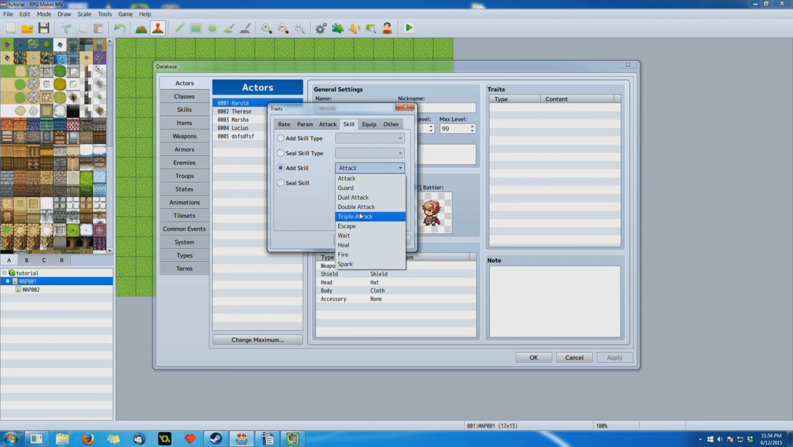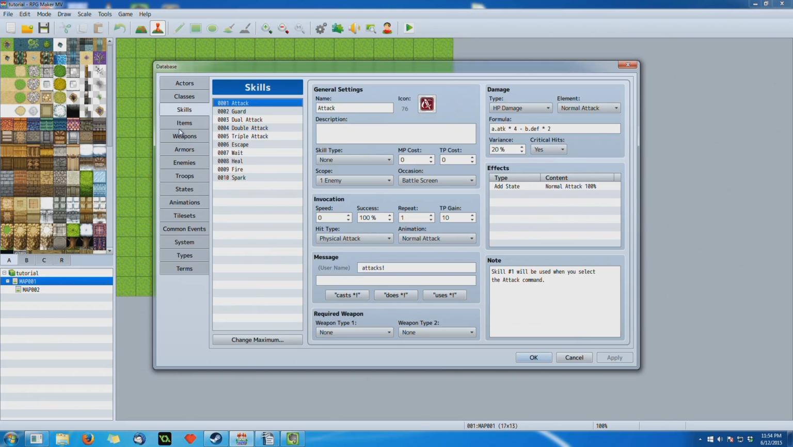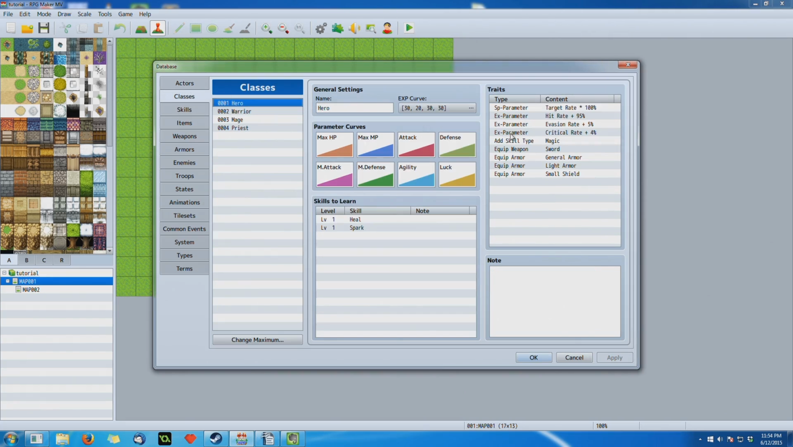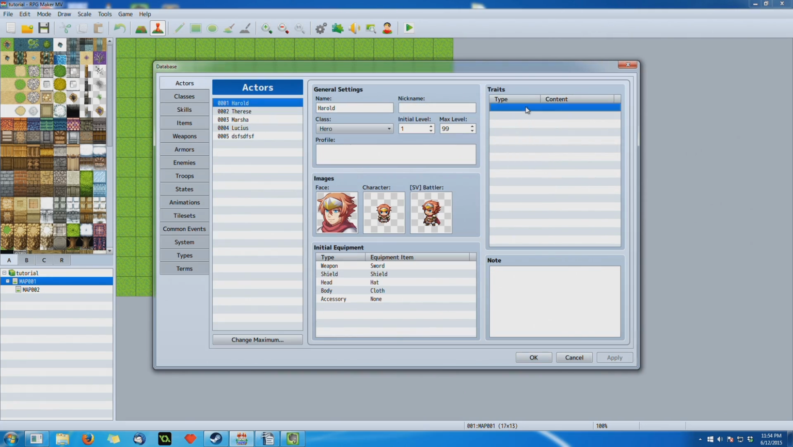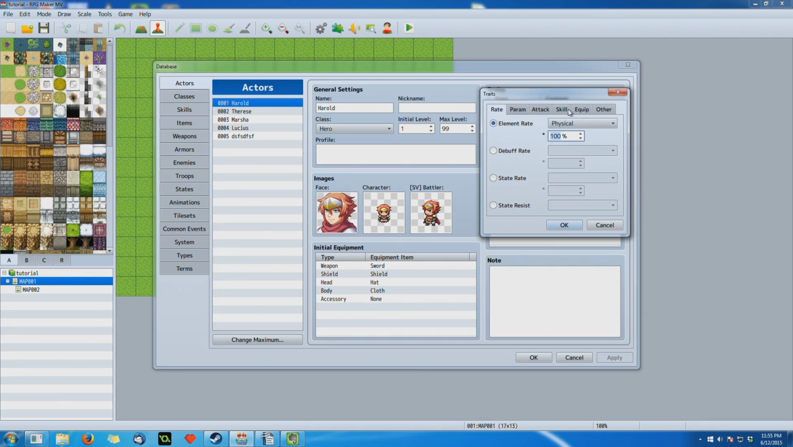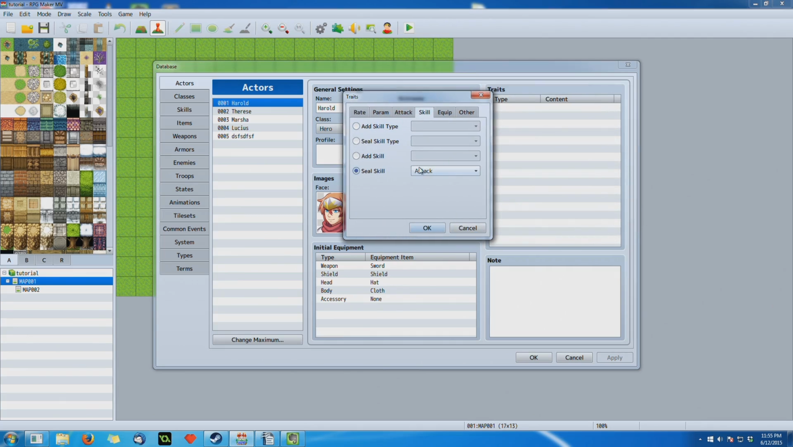So add skill, as you can see, there's all these skills in here. What it does is it learns the skill that we add. So just say we were to add heal, then our character would know the heal skill. So quite useful there. Once again, you wouldn't really add that there, but you could. And the seal skill is the same as a seal skill type. Just say we selected heal, that means our character can never use that specific skill. Never ever. It'll be sealed from him.